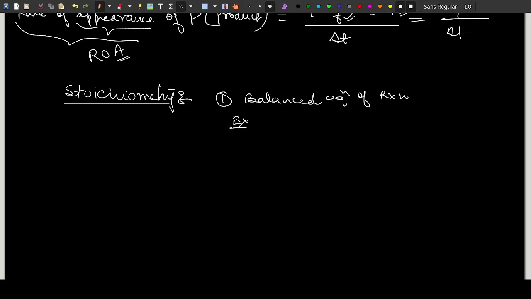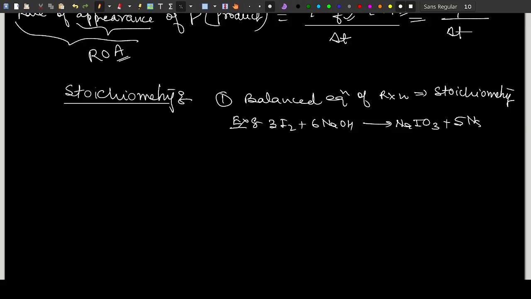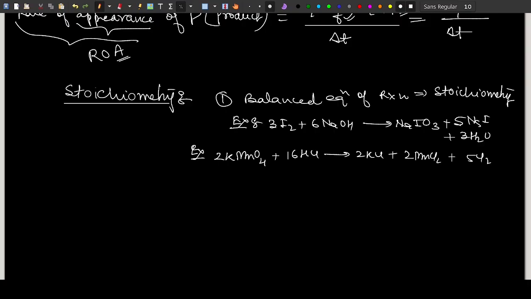Example, a balanced equation of the reaction, that means stoichiometry. And example, 3I2 plus 6 NaOH producing NaIO3 plus 5 NaI plus 3H2O. This is the balanced equation. That's why this is called a stoichiometric equation. The next thing we can write, 2KMnO4 plus 16 HCl producing 2KCl plus 2MnCl2 plus 5Cl2 plus 8H2O. This is also a balanced equation. That's why we can say this is a stoichiometric equation.